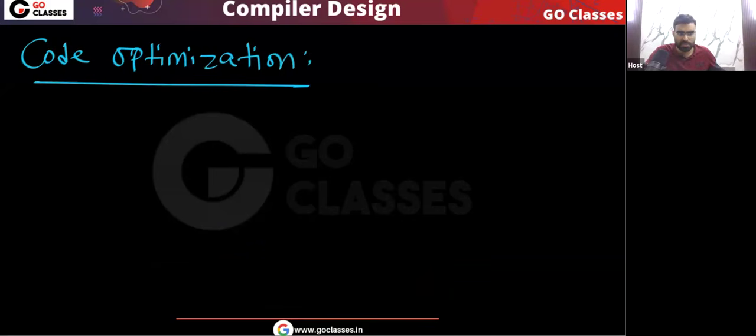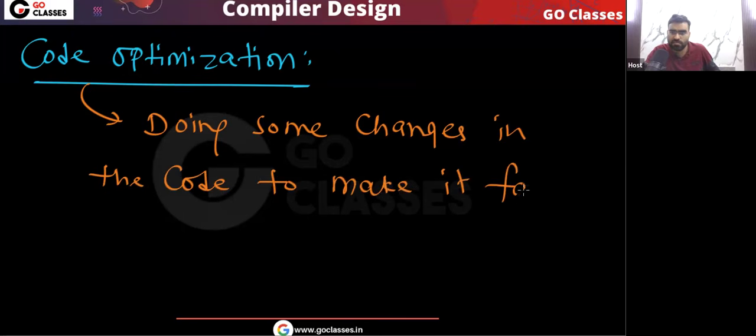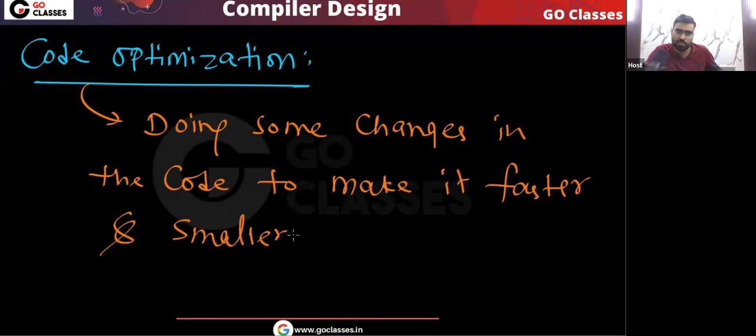Code optimization means doing some changes in the code such that the code becomes faster and shorter, smaller. So this is what optimization means. You make it faster, you make it more efficient. Execution time should be less. So basically, you are making the code better.